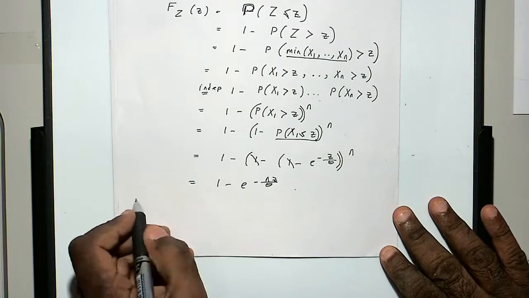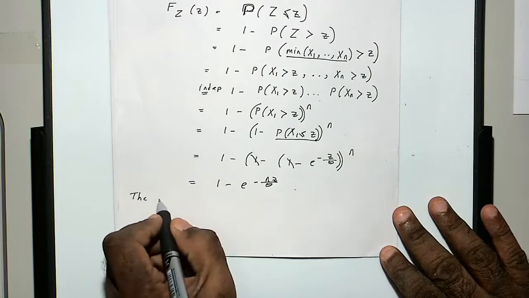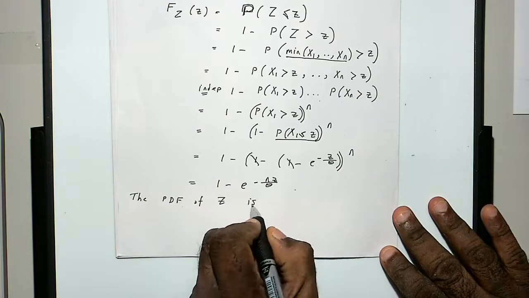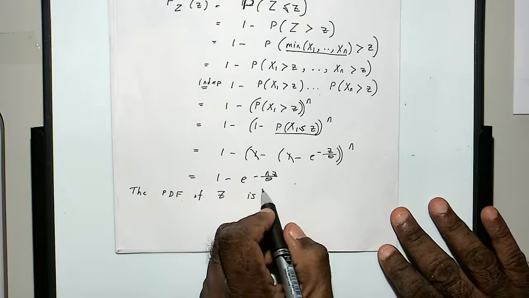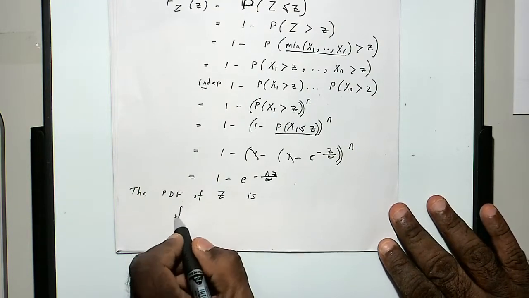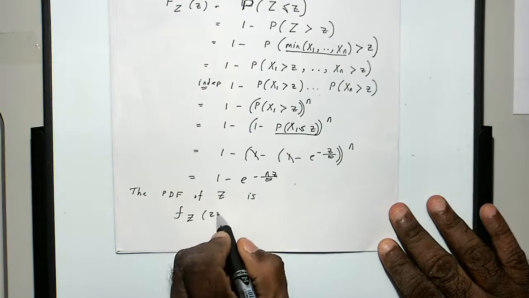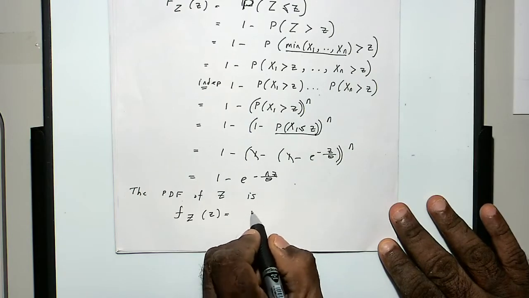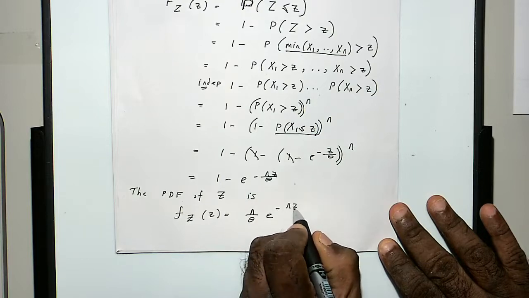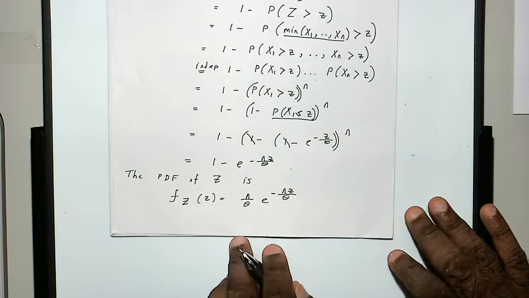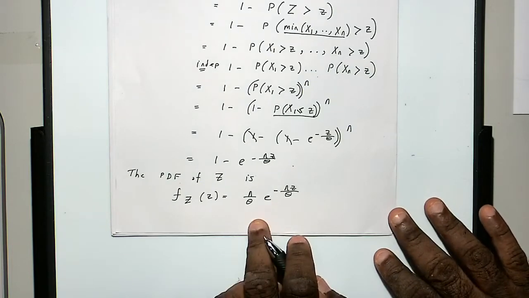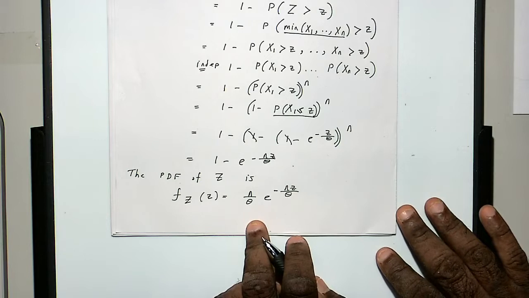So the PDF of Z is the derivative of this with respect to z, which is as follows. All right. This is the PDF of Z. Are you guys following me or what? Any questions?